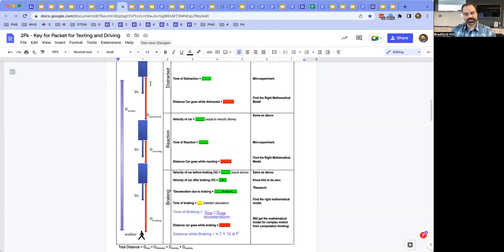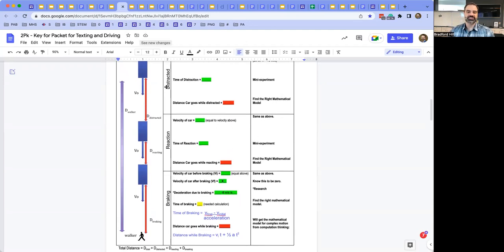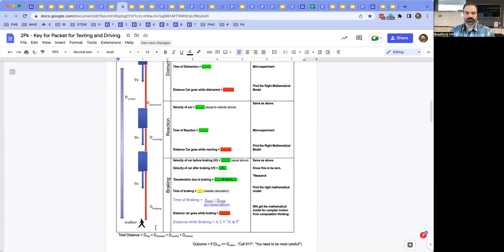I didn't say this with the pizza, but with the pizza, how do we break that down? Make it, bake it, take it. And then with texting and driving, distraction, reaction, traction. People like rhymes, but distraction, reaction, braking is also fine. So the total distance is going to be how far the car goes during distraction, reaction, and braking.